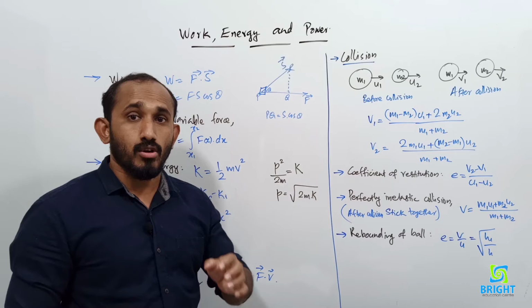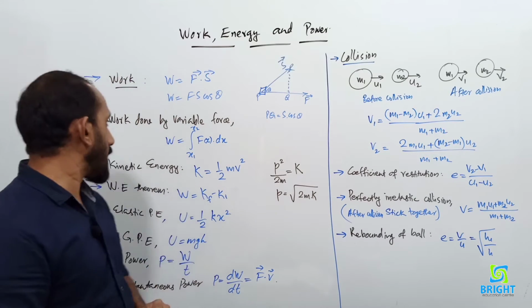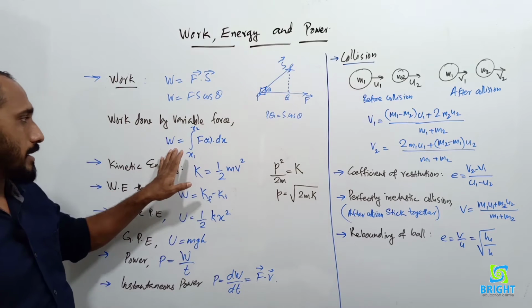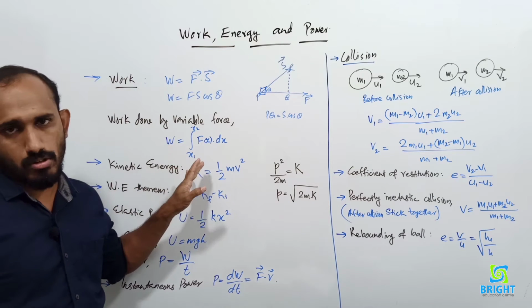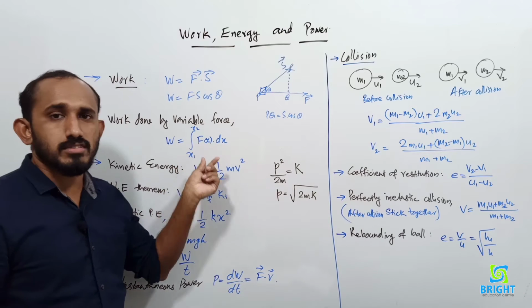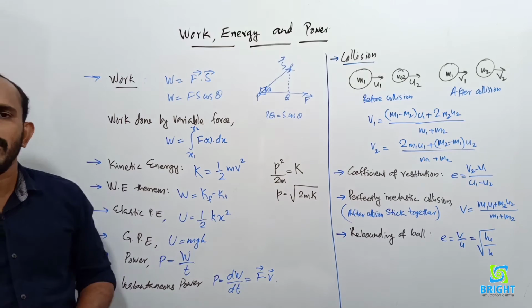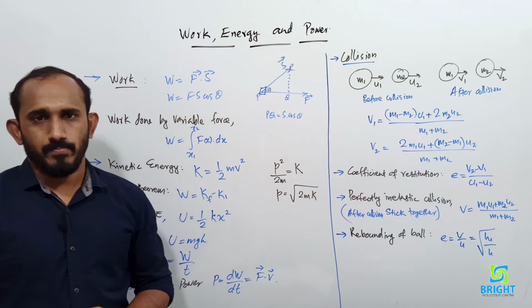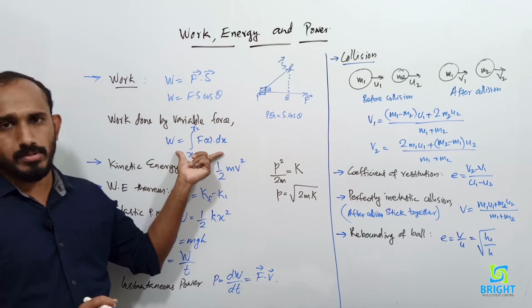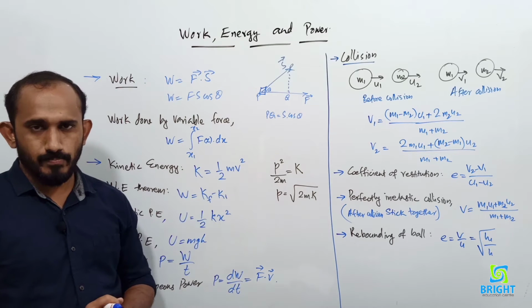So this is all about a constant force. Now if the force is a variable one, then the work done by a variable force is W = integral of F(x) dx. If the force is given as a function of position, that is, the force changes with respect to position, then we have to use this integration concept, from initial position to final position, of F(x) dx.